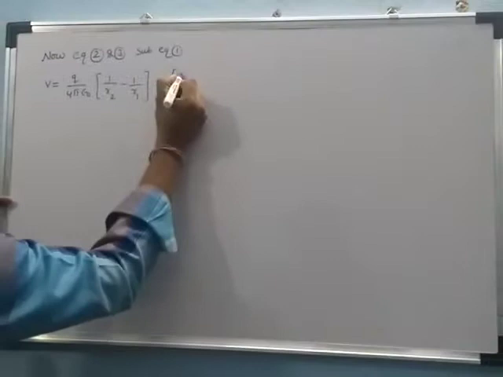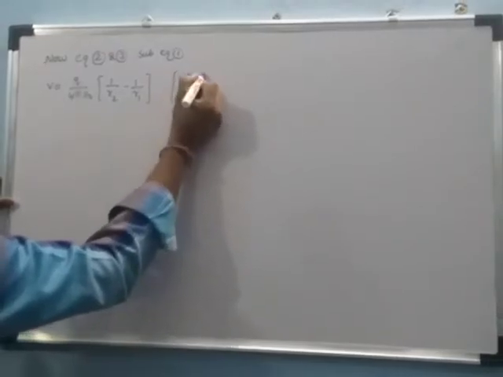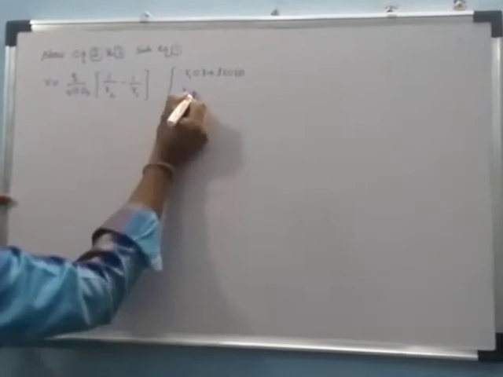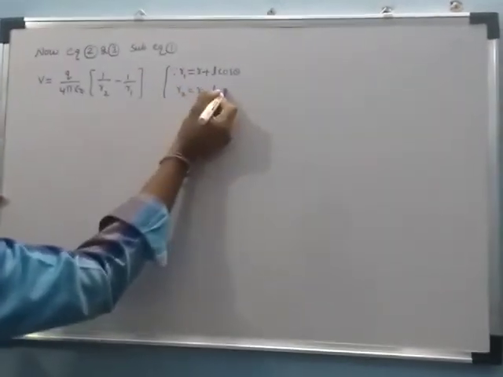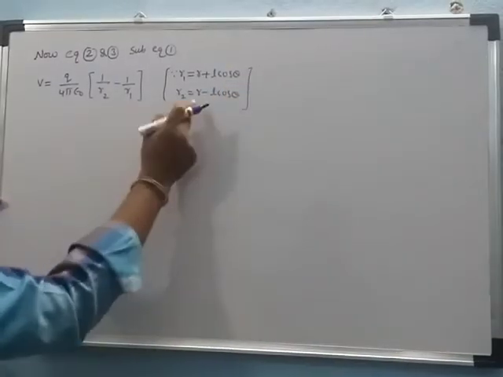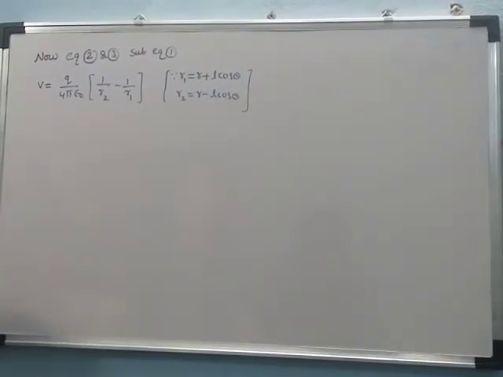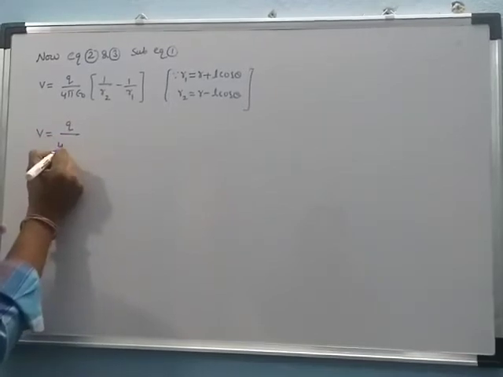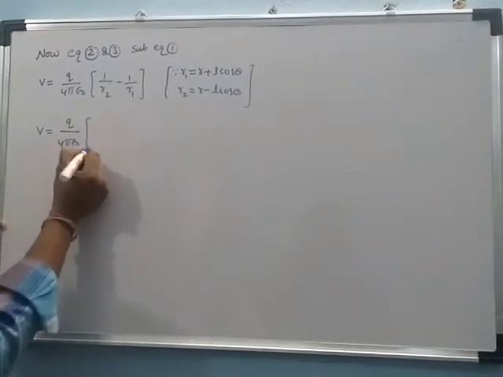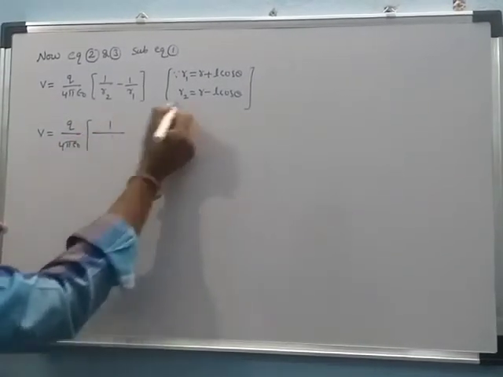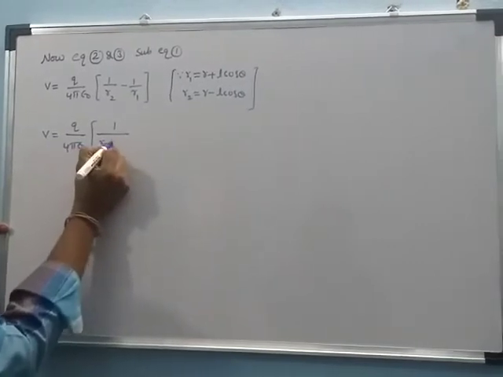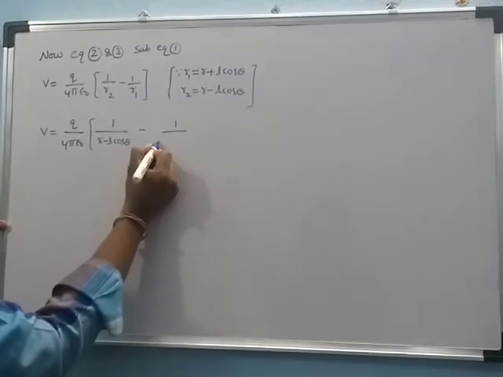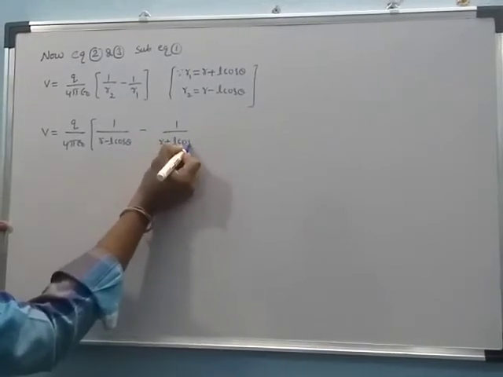Here, from equation 3, what is there? R1 is equal to R plus L cos theta. Then R2 is equal to how much? R minus L cos theta. Then these two values are substituted here. See what we are getting: V is equal to Q by 4 pi epsilon naught into 1 by R2, where R2 is equal to R minus L cos theta, minus 1 by R plus L cos theta.